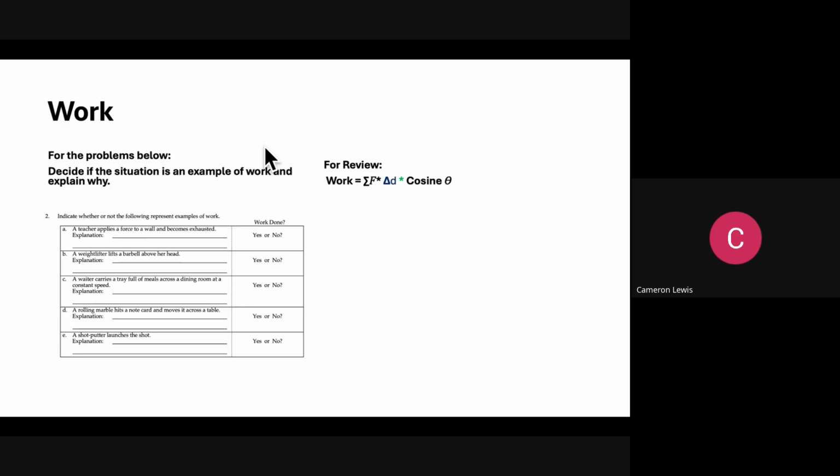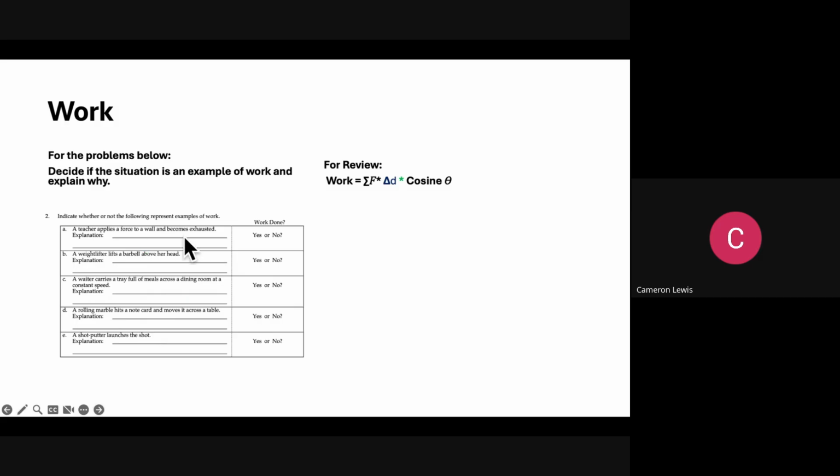So let's think about it. Teacher applies a force to the wall and becomes exhausted. You're pushing against the wall and it's not moving. So we have a force, but there's no displacement of the object. With that, I would say that work is not being done. So I'm going to say no for that one.